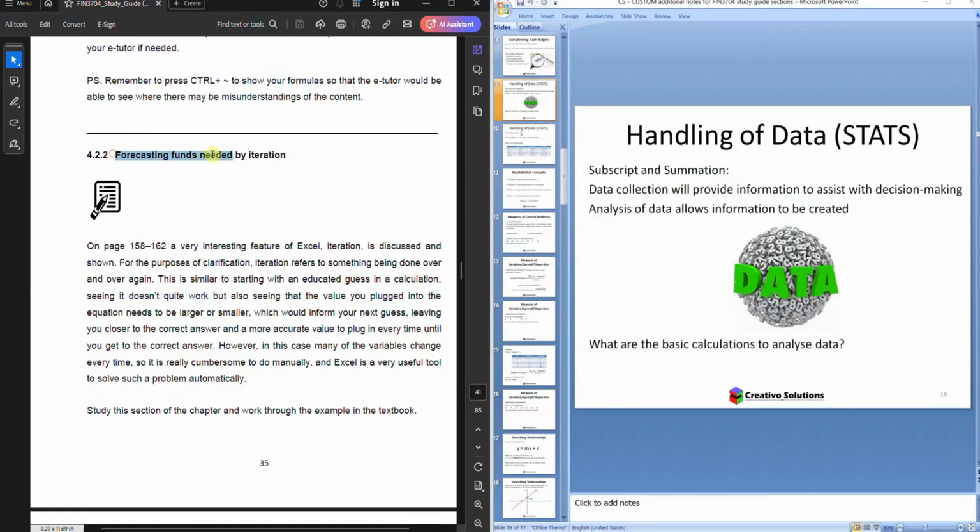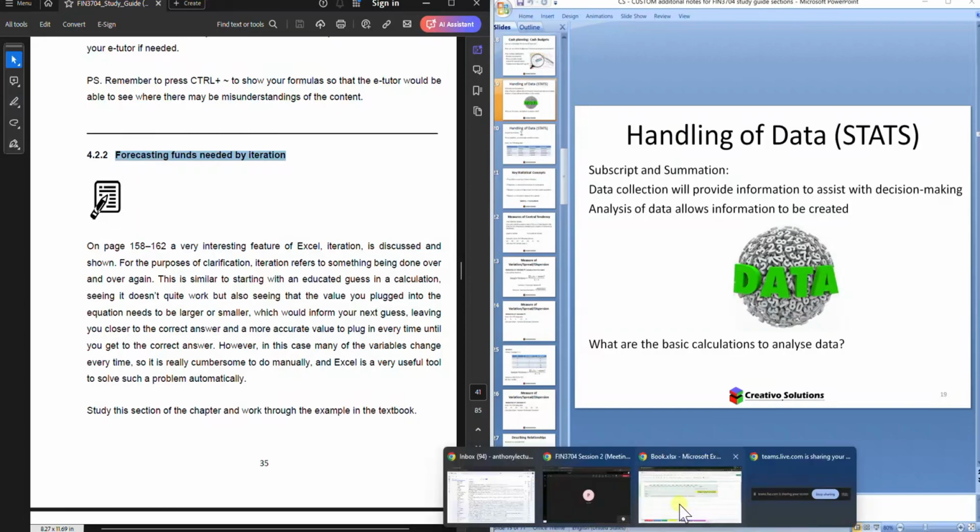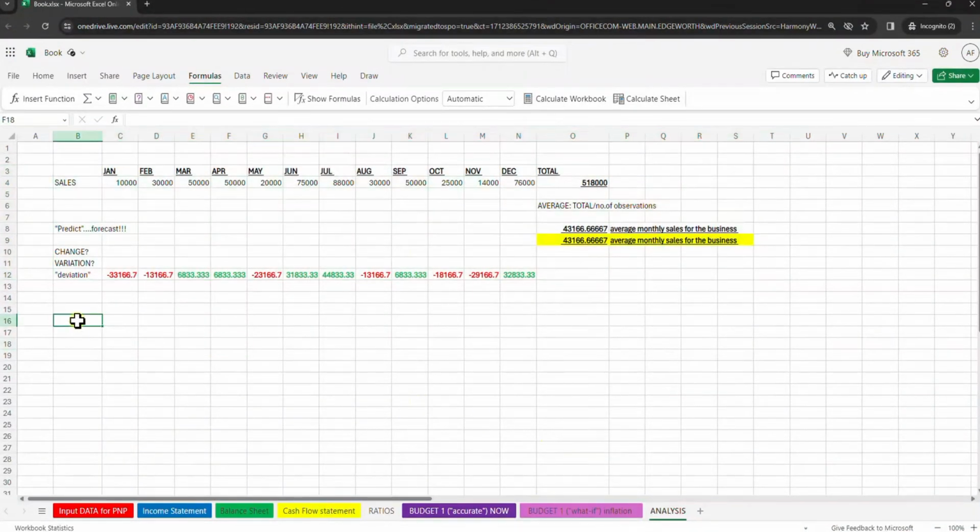All right, forecasting funds by iteration. So iteration means it's a repetitive process. So forecasting could be, well, I'm going to expect, let's say, inflation is going to be around 4 to 6% every year based on the Reserve Bank's monetary policy. So again, another example. Let me just label this example 1. Another example, example 2.